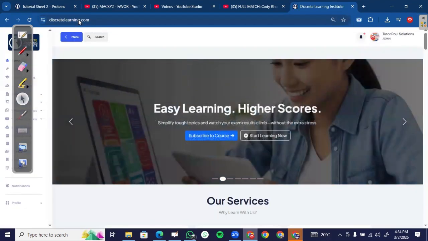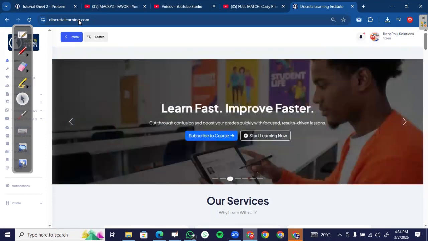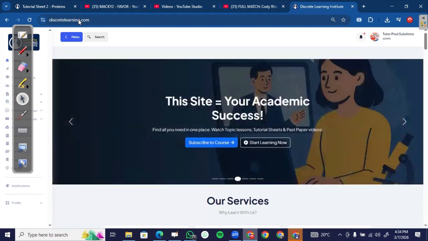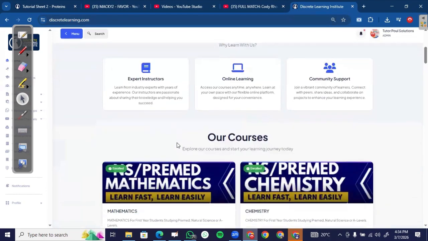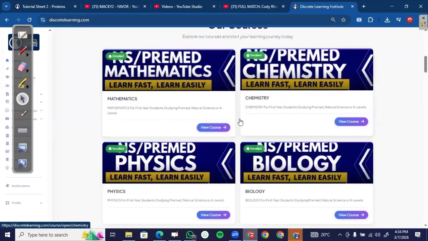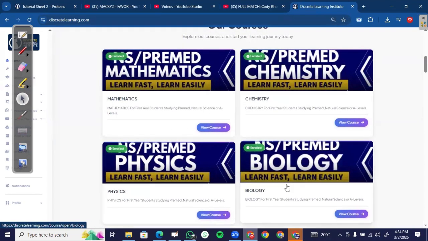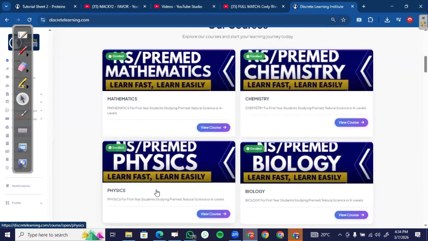If you do not have an account, it will ask you to create an account. So just put your email, you set your password and your name, you select your university, and so on. You create the account, and then once you log in, you will see something like this. These are the courses for those who are doing first year Premed or NS at university. So there's math, there's chemistry, there's physics, there's biology.